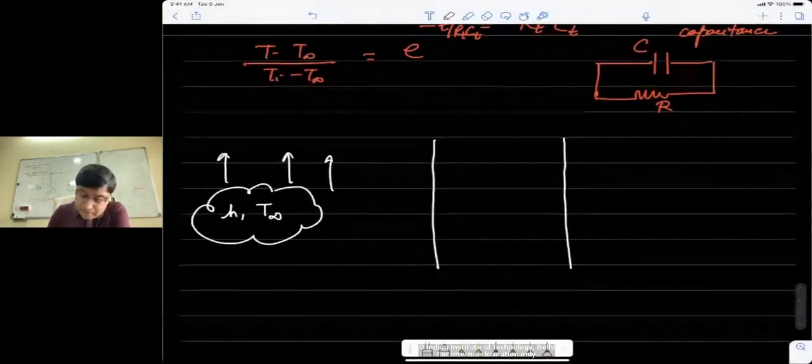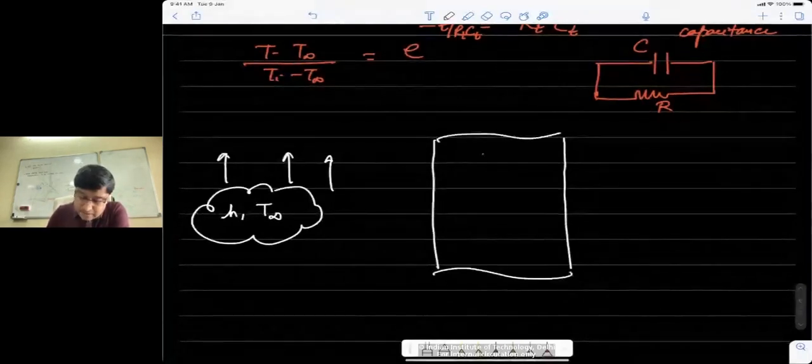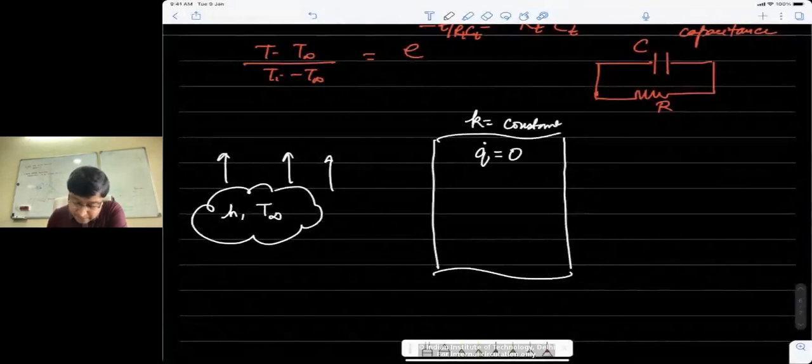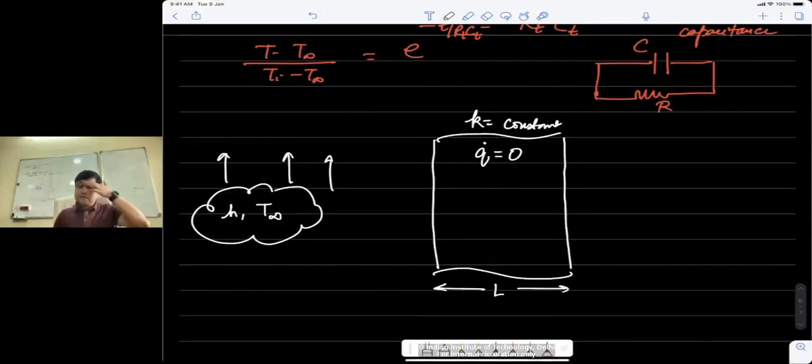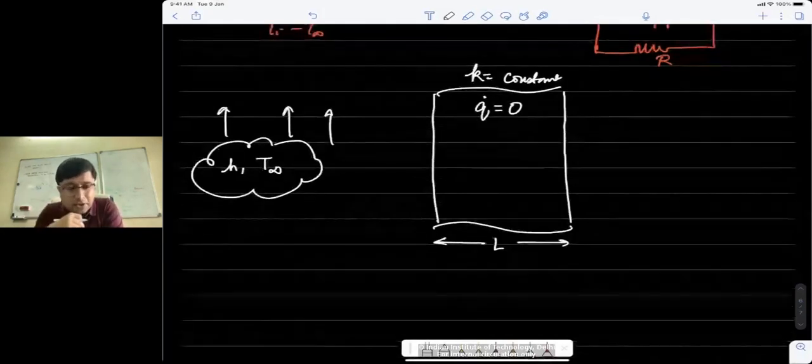Let's say the slab has zero heat generation. Let's say the thermal conductivity is constant. Say the slab has thickness L, and we're dealing with this problem. Maybe the cross section area is A, although it won't matter, but still let's say the cross section area is A.